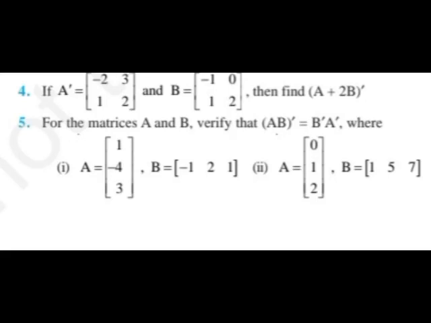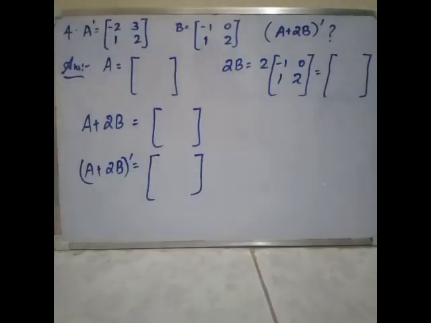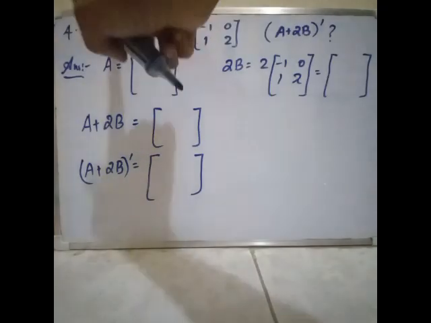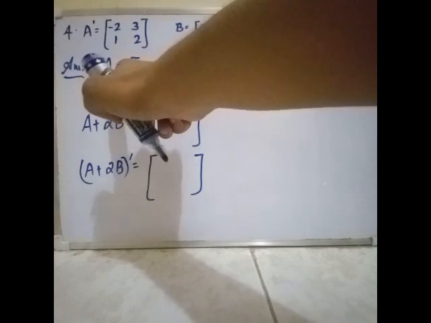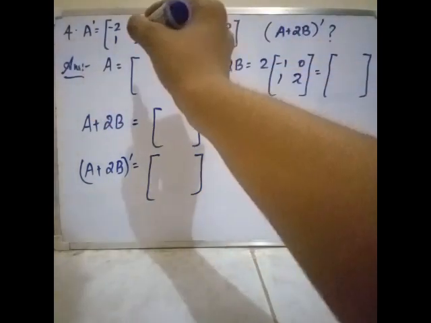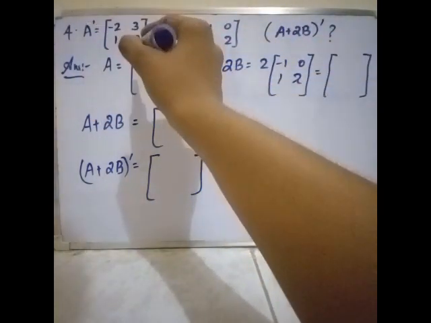So now let's do the fourth question. They have given A dash and B matrix. Then we have to find out (A + 2B) the whole transpose. So they have just given A dash, right? A transpose. So we have to find out the real matrix A. So let's do the transpose of A dash to find out A.